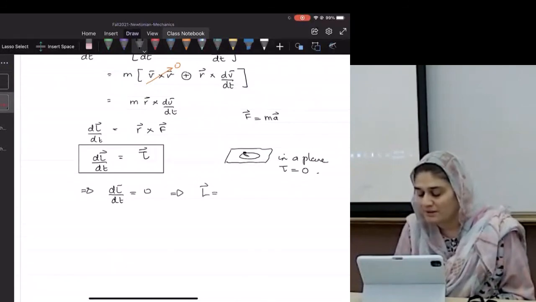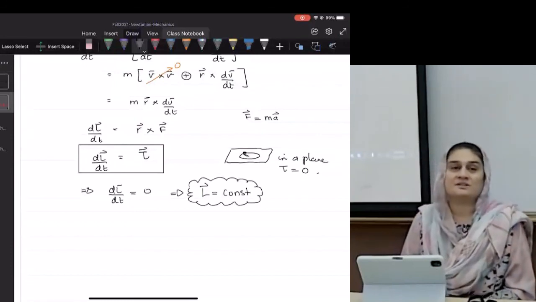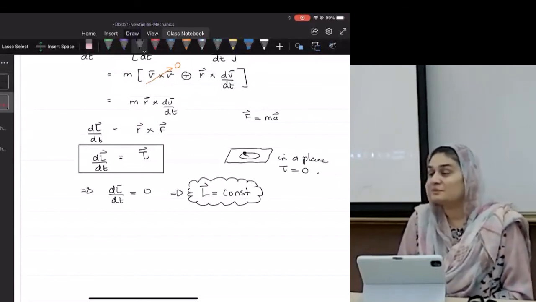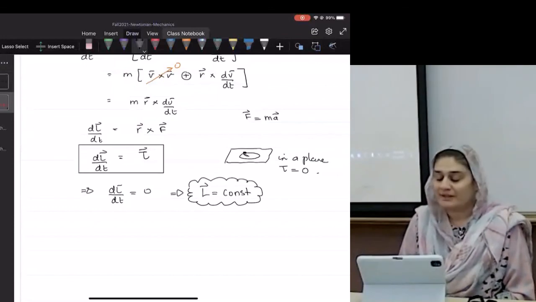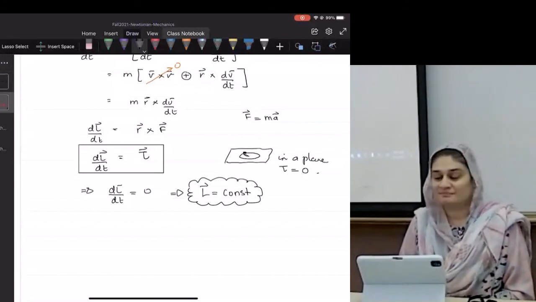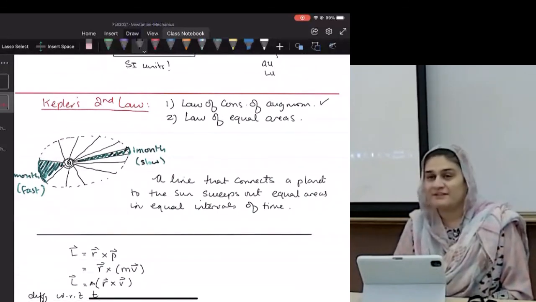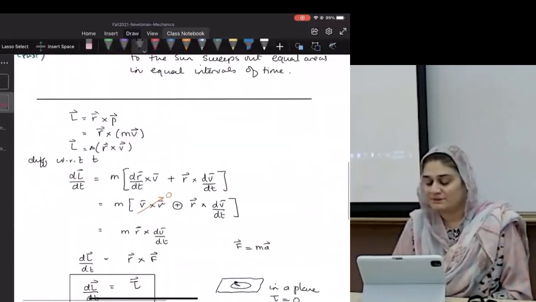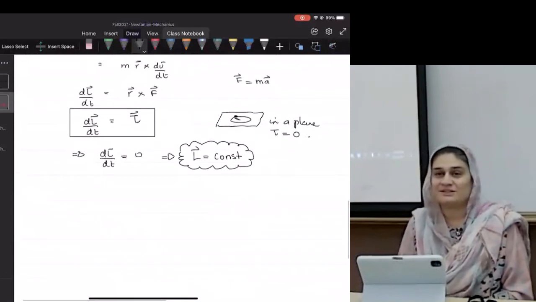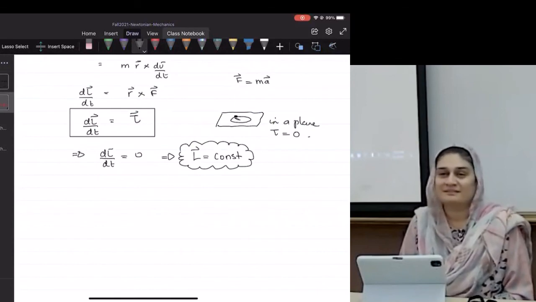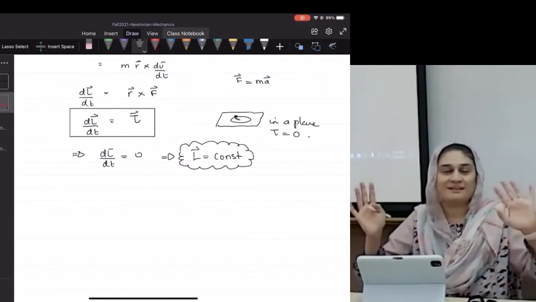There is only one explanation. Angular momentum has to be constant. Because the only time you take a time derivative and it's 0, right? That's what you say, right? Isn't that what Kepler's second law said? It was also called the law of conservation of angular momentum. Did we not just say L is a constant? It doesn't change its value. If it's 3, it will remain 3. Ta-da!